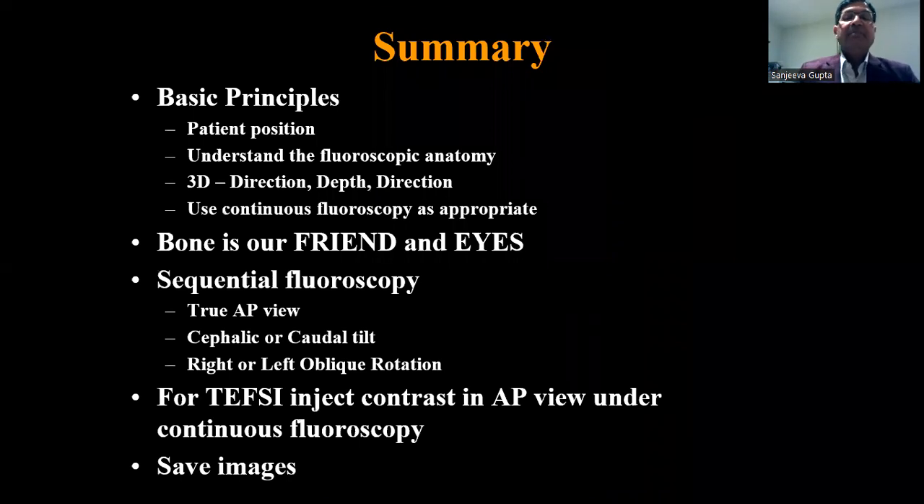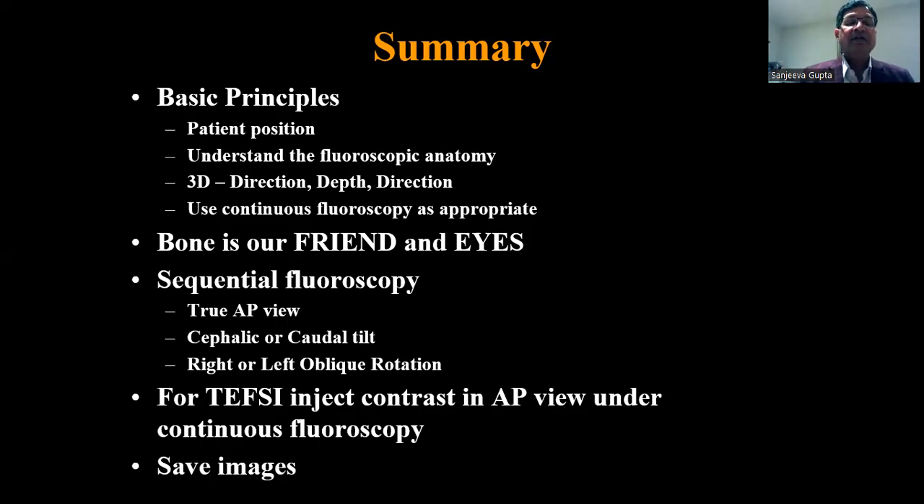So in summary, basic principles are extremely important. Patient position is extremely important, how we position the patient, eliminating lumbar lordosis. Understanding the fluoroscopic anatomy and the structures in relation to the fluoroscopic bony anatomy is extremely important. And understanding neuroanatomy is also very important. Using the 3D principle always, direction for AP and oblique view for direction at the lumbar spine level. If you want to gauge the depth, it has to be lateral view, and back to direction if the depth is not adequate. So direction, depth, and direction principle, especially when you're beginning to do these procedures, if you follow this, it will become much safer.